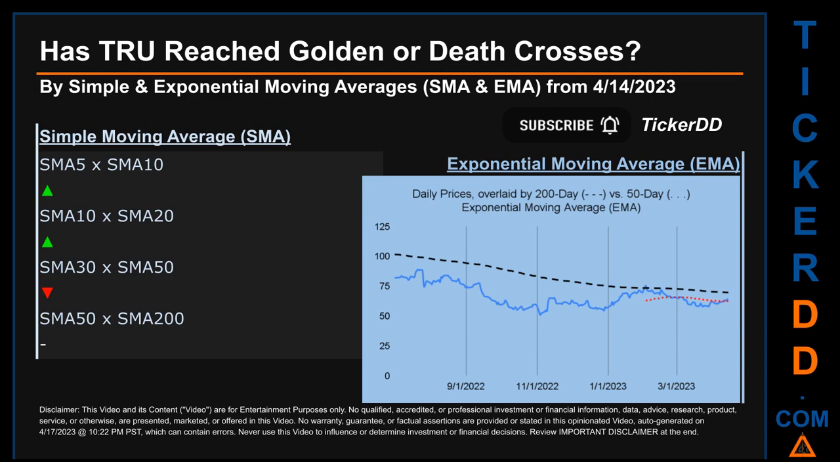Continuing with SMA, we looked across the 5 to 10, the 10 to 20, and the 30 to 50-day ranges to see if golden and death crosses had been reached. We found golden cross signal for the 5 to 10, the 10 to 20. We found death cross signal for the 30 to 50. We could find neither golden cross nor death cross signal for the 50 to 200.